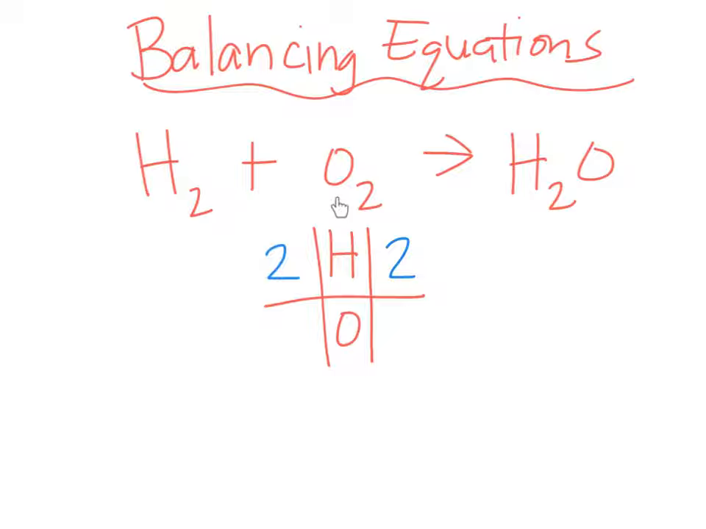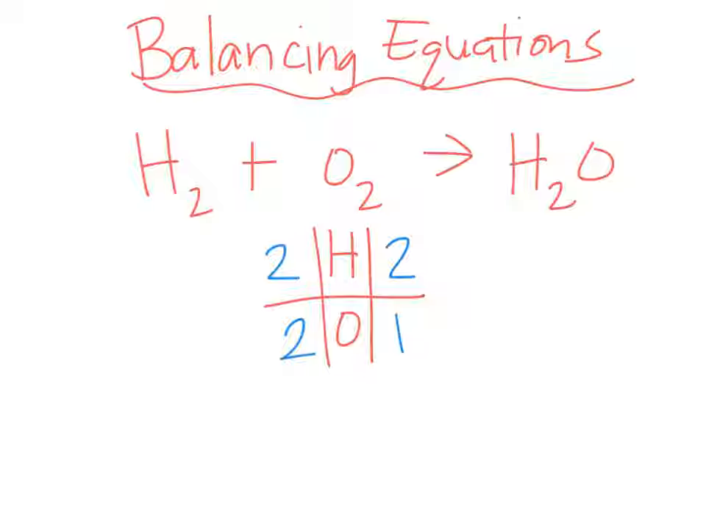Now we take a look at the oxygen. There's 2 of them on the left, so we put that in the chart. Over here on the right-hand side, we only have 1. So we can see that the H's are balanced. There's 2 on both sides. But then, look at our oxygens. We only have 1 on the right, so we need to make that 2 somehow.